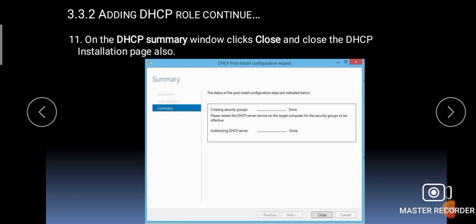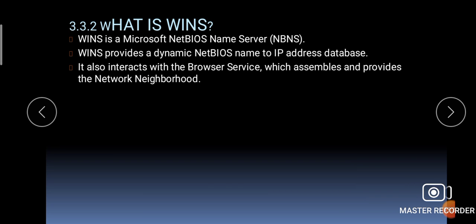Okay. Next, on the DHCP summary window, click Close and close the DHCP installation page also. This is the summary about our DHCP role. Okay. And lastly, a new topic will start.